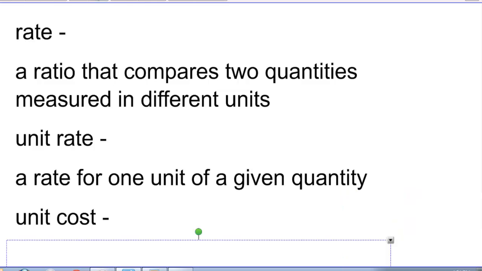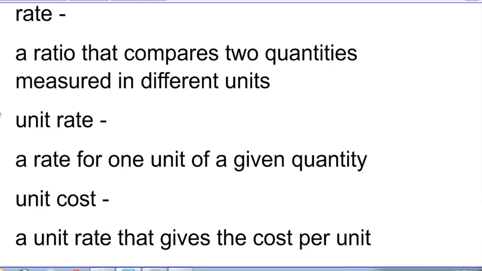And a unit cost is a unit rate that gives the cost per unit. So again, it's per 1. A unit cost would be anytime we know the cost per 1. So if I know how much something costs per ounce or how much something costs per pound, those are unit costs. And unit rate and unit cost are used very commonly in everyday life, so they're really important to know about.